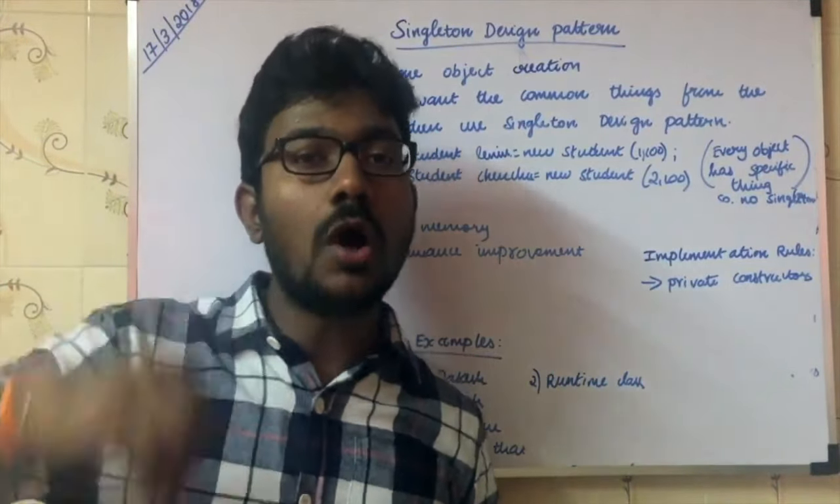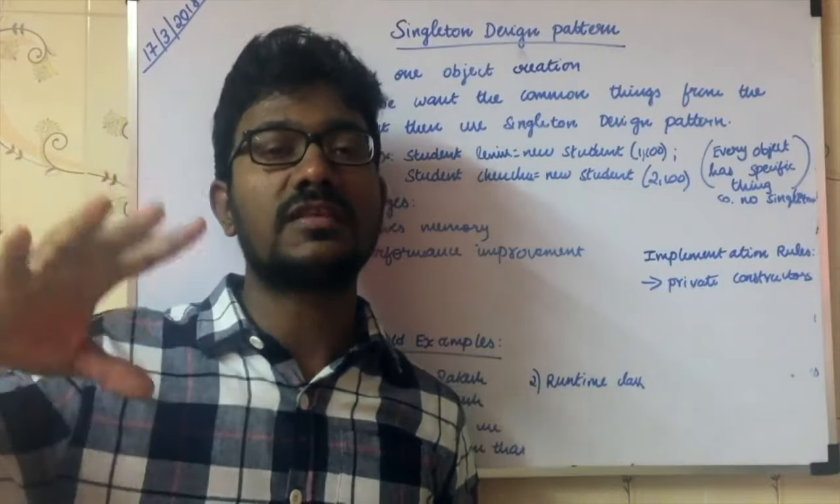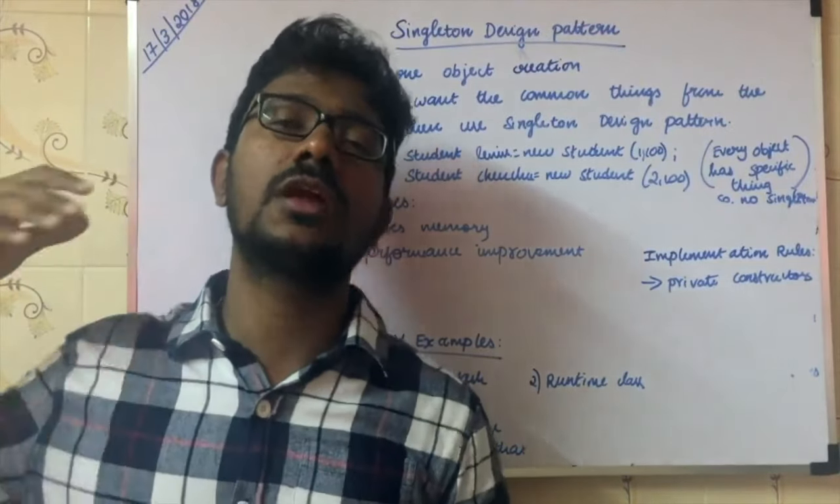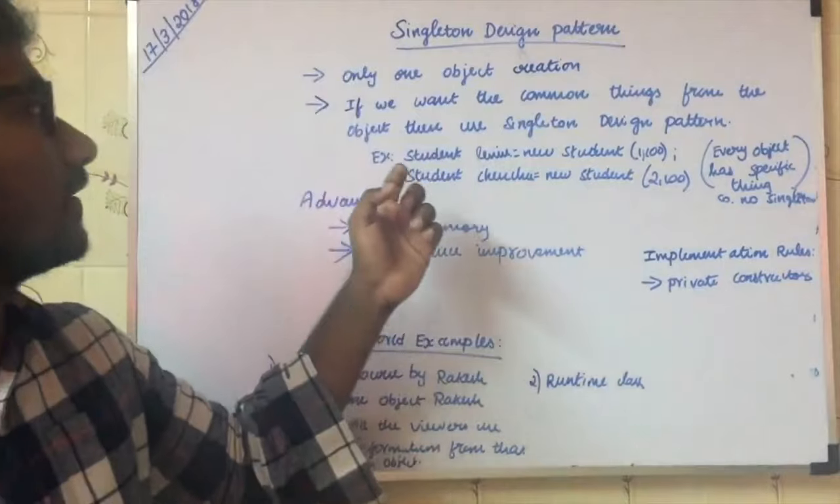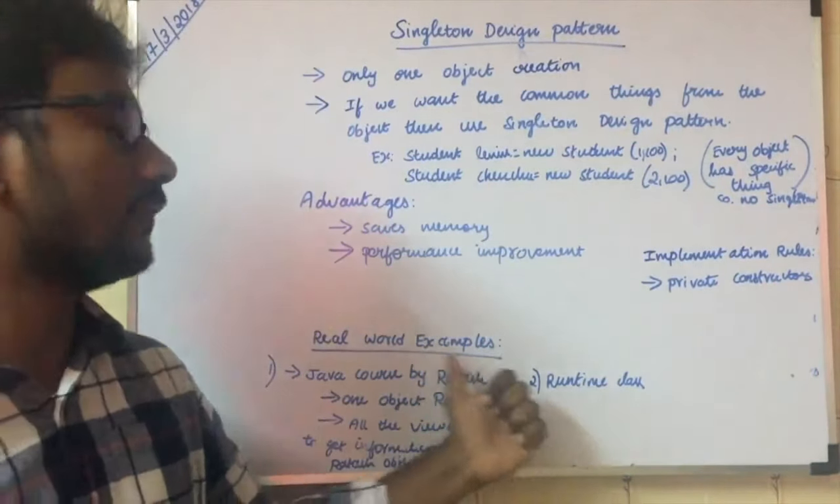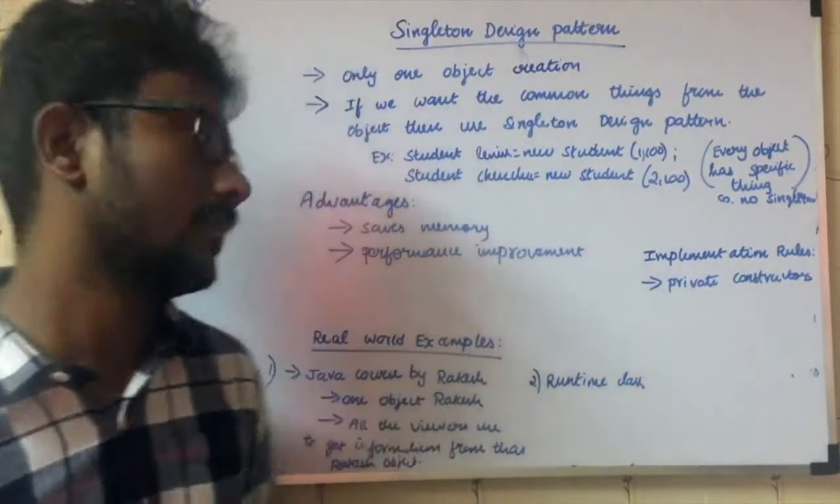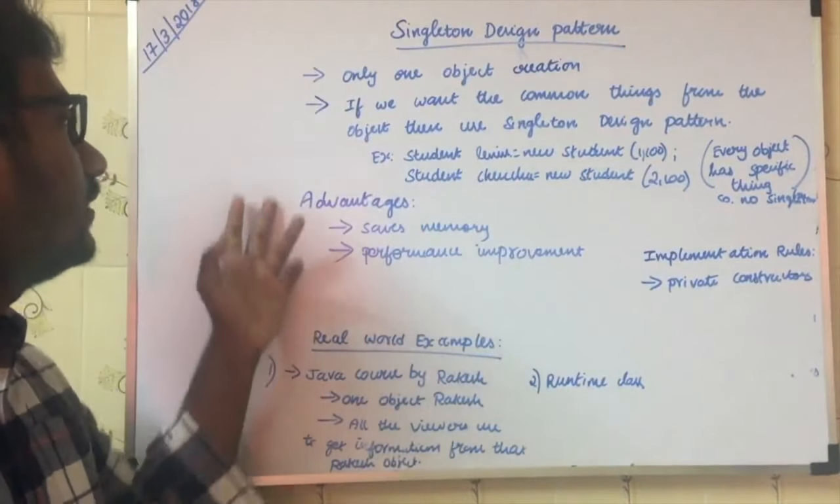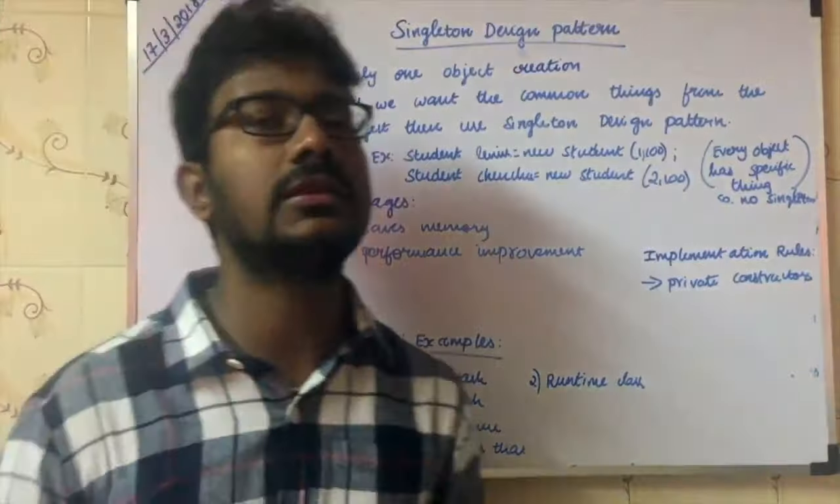If the object has common properties, if an object doesn't have any specific properties, then we can use the Singleton pattern. For example, we will try to cover that using real world examples in a later part of this video. Now we will cover the advantages of the Singleton design pattern.